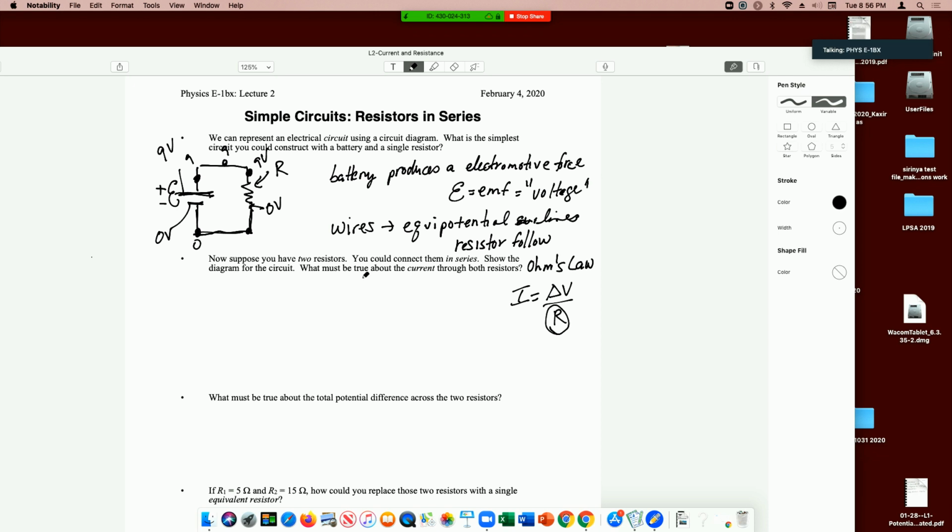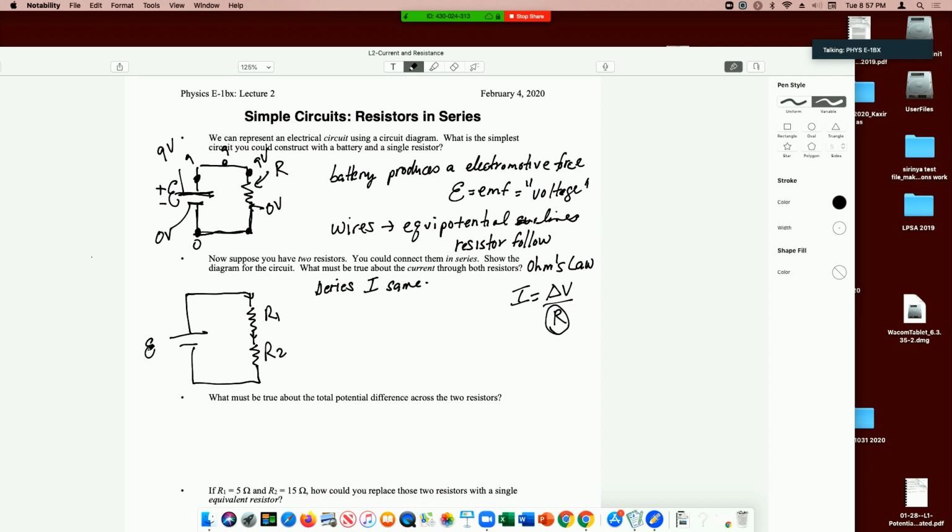Okay, what if you have 2 resistors and you connect them in series? Here you've got a battery, the same battery, a wire, resistor 1, and then it's connected in series to resistor 2. So this is resistor 2. What does it mean for it to be connected in series? It means that the current flowing through both resistors is the same. When you have series, the current is the same.